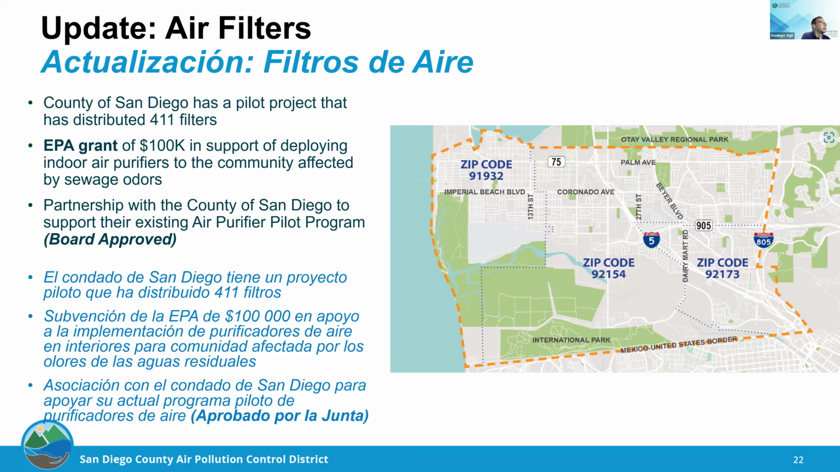SDAPCD has identified an opportunity to partner with the county through their existing air purifier pilot program to help deploy additional air purifiers as quickly as possible with these new funds that we will receive from EPA. The SDAPCD governing board approved and authorized our agency to enter into an agreement with San Diego County to provide this additional funding to the county for their air purifier pilot program. And this partnership with the county would allow us to more expeditiously deploy the indoor air filters to the affected community. Next slide, please.